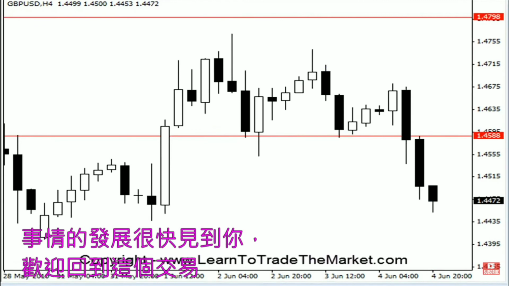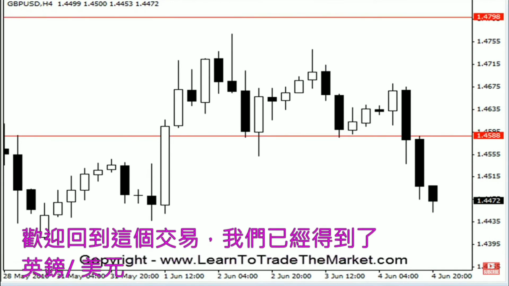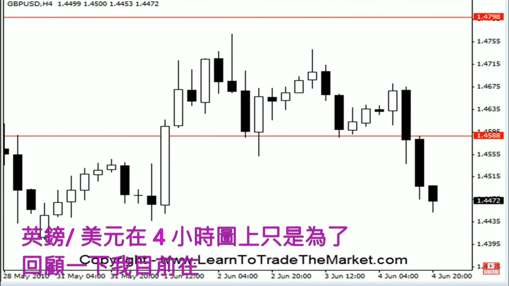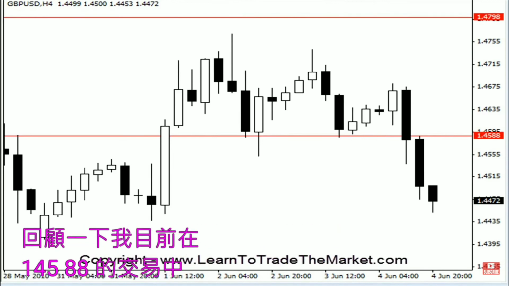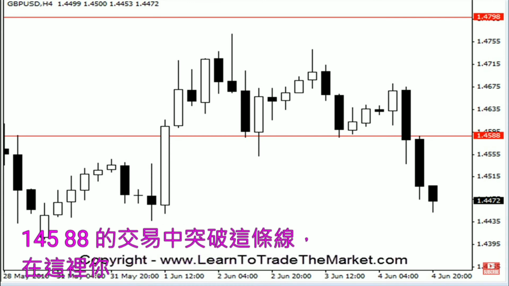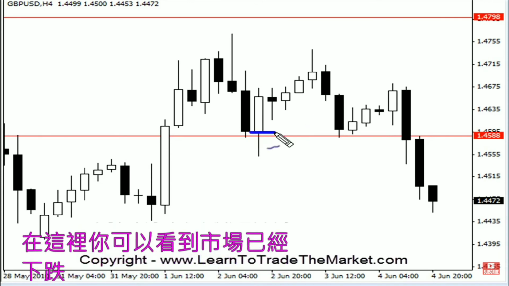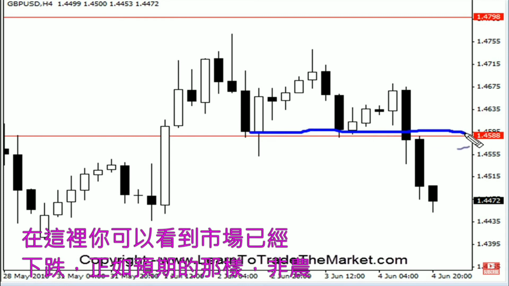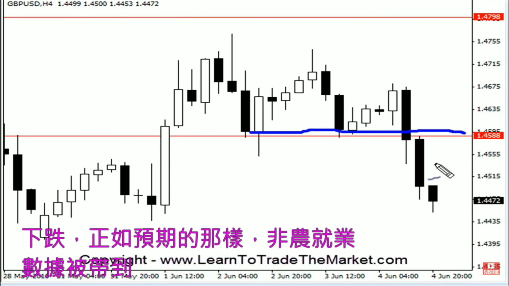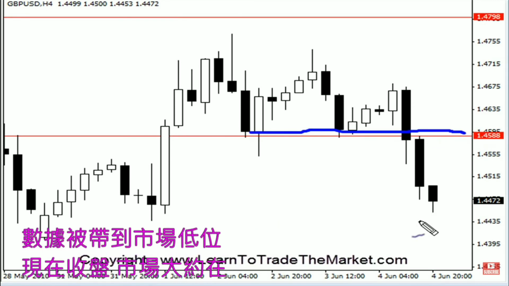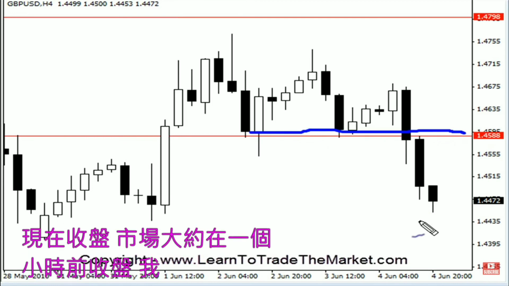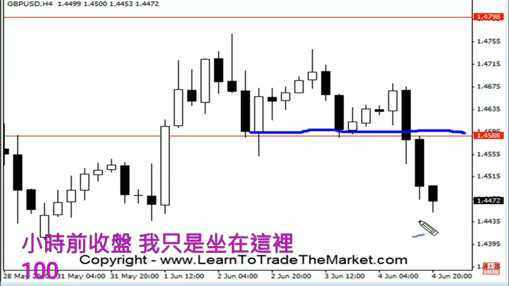Alright, welcome back to this trade. We've got the GBP USD on a 4-hour chart here. Just to recap, I'm currently in the trade from 145.88 on the break through this line here. You can see the market has fallen away as expected. The non-farm payroll data has taken the market lower into the close. Now the market closed about an hour ago. I'm just sitting here in a 100-point profit.